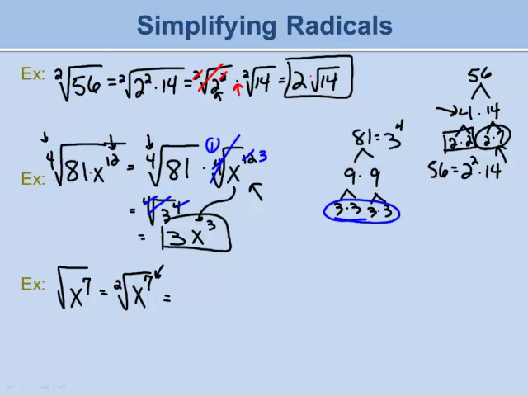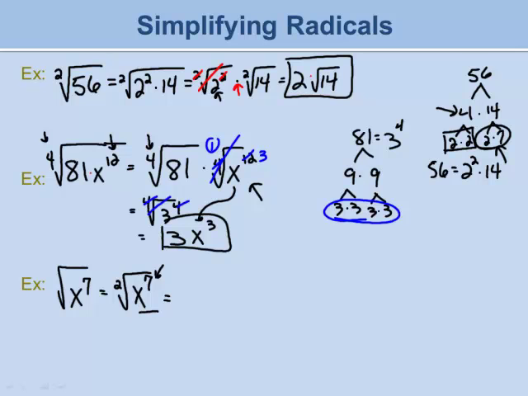Take the power that you're given in the original problem and ask yourself, will 2 go into 7 evenly? And the answer is no, it won't. So then start decreasing that power by 1 and ask yourself the same question. If 2 won't go into 7 evenly, will 2 go into 6 evenly? And the answer is yes, 2 will go into 6.